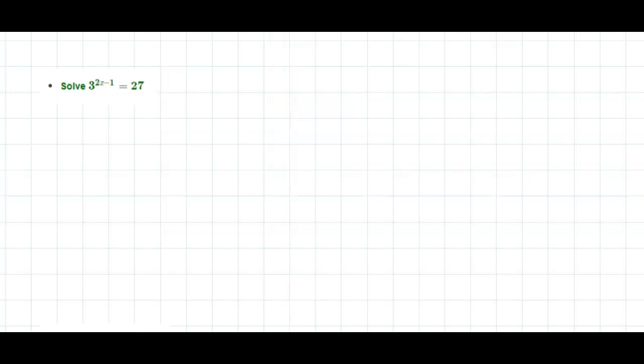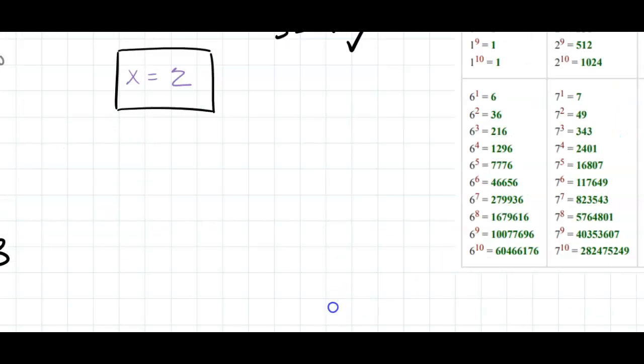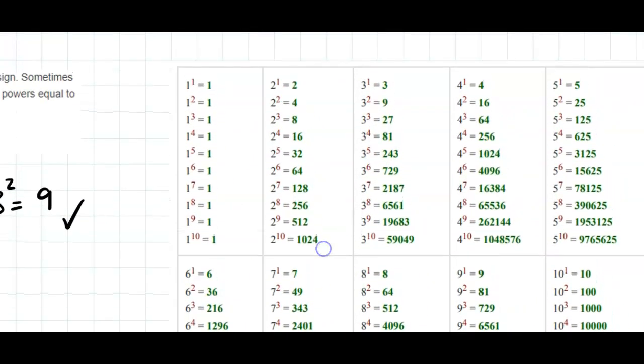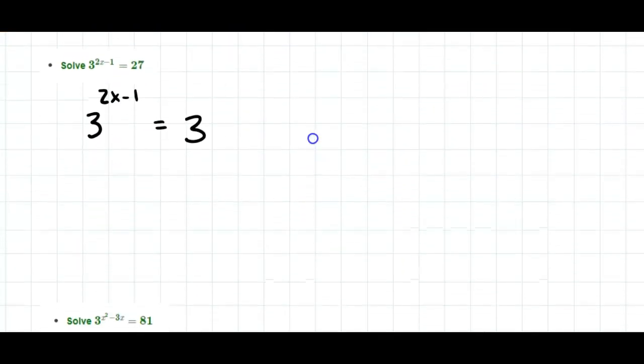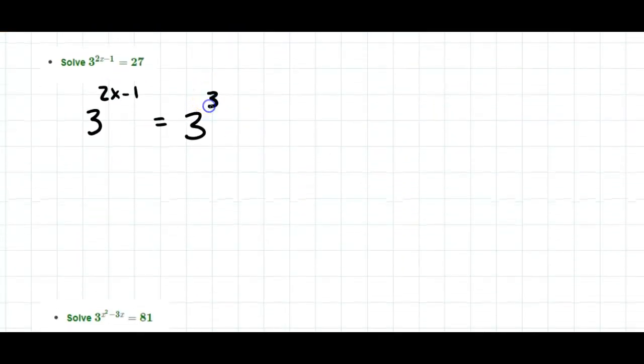So let's try another one. 3 raised to the 2x minus 1 equals 27. So I have base 3 on the left-hand side, and my goal is to convert 27 into base 3. So I'm going to look at the chart, and 27 is equal to 3 cubed, 3 to the 3rd power. So I'm going to rewrite 27 as 3 to the 3rd power.